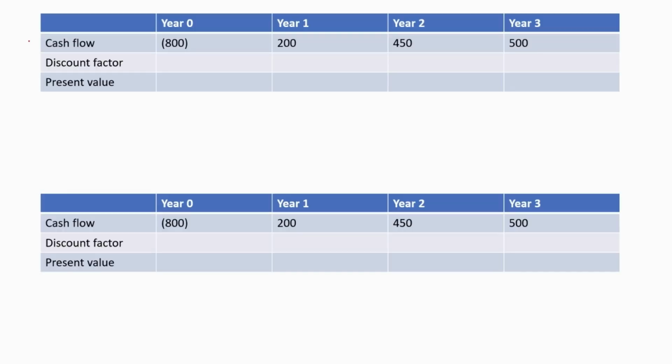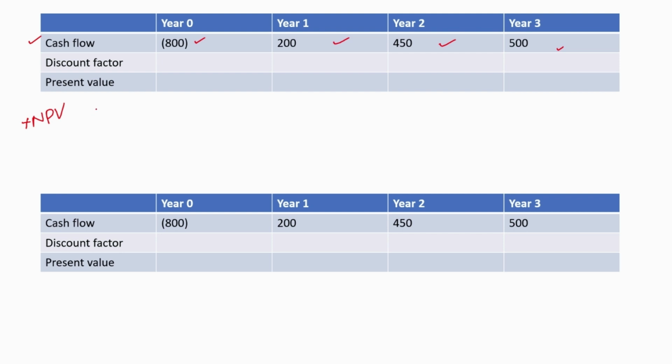Now let's do this example. Cash flows are given. The year 0 cash flow is a cash outflow. Then year 1, year 2 and year 3 cash flows are given. What we have to do first is calculate a positive NPV value. In order to do that, we need to select a cost of capital or a discount rate.